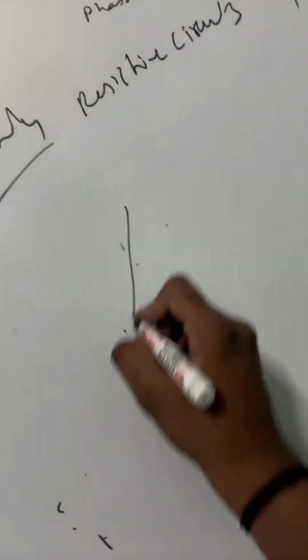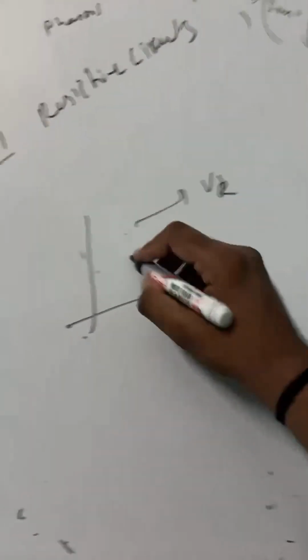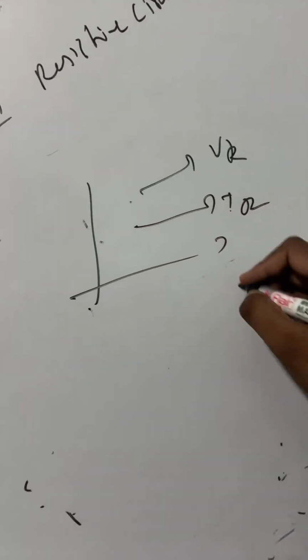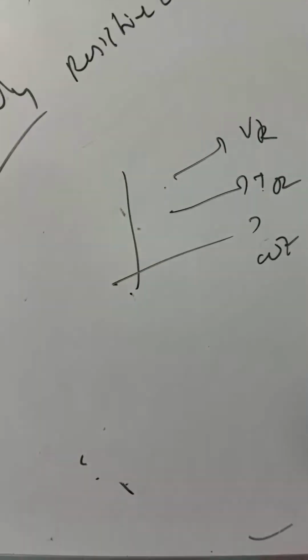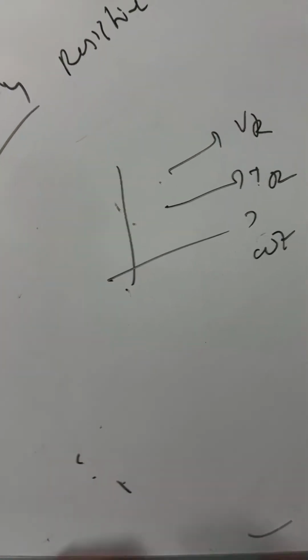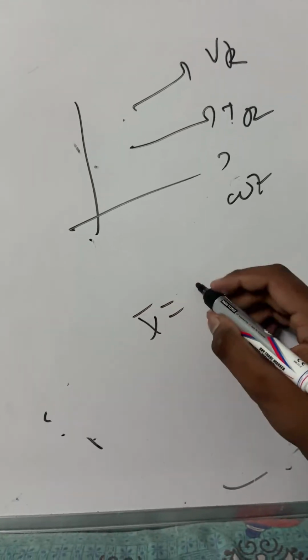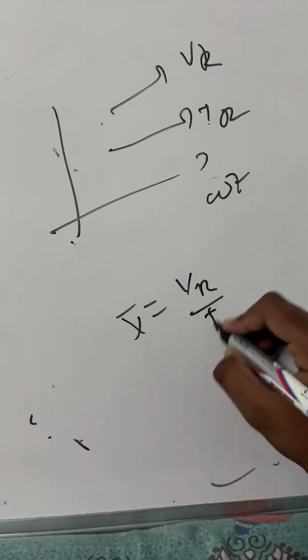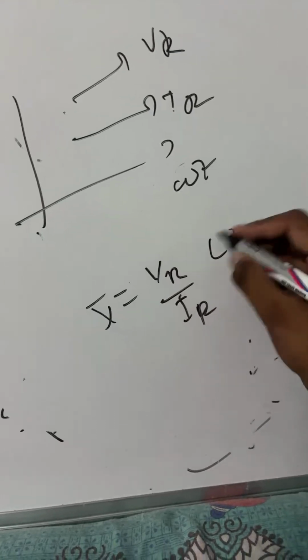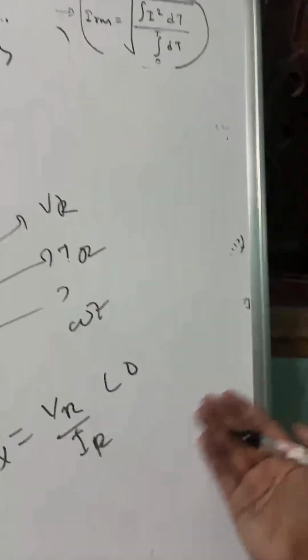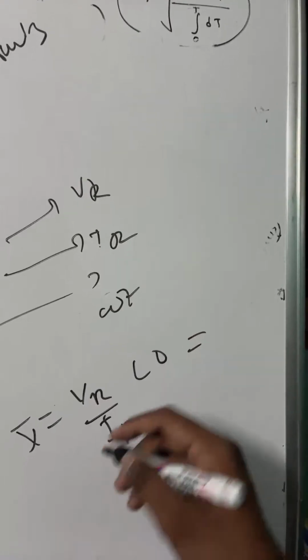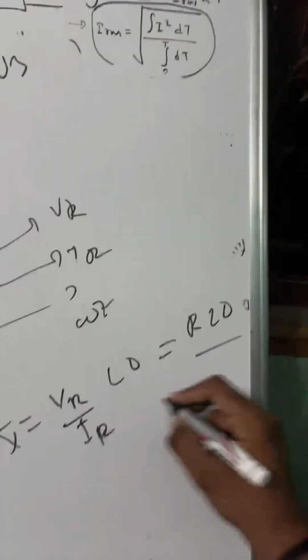And another thing to say, for the reference direction, I have already told the reference direction will be like this. VR will be this side, IR will be this side, reference at omega t. You can take the reference any side, it will just rotate the vectors by that angle, right? Okay, so impedance is what we got, VR by IR. The phase is 0, meaning leading phase 0, so it will be R angle 0, right?